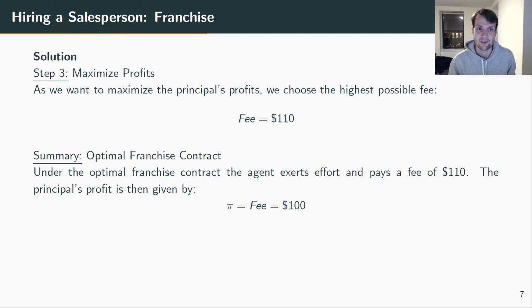Then let's summarize. This is always a good idea at the end of a question. Under the optimal franchise contract, the agent does exert high effort and pays a fee of $110. The principal's profit is just the fee of, that should say $110. My bad.